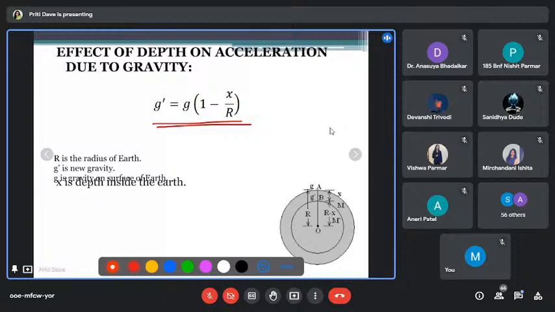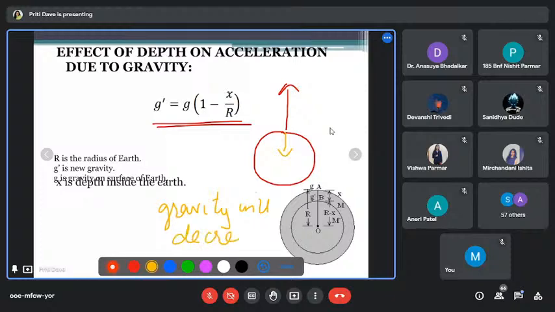All right, as we go below the surface of the earth. Again, as you can see here, if I consider this to be the surface of the earth, whether I go above or whether I go below, below means towards the center of the earth, in both the cases, gravity will decrease. And please remember that whether you go below the surface of the earth or above the surface of the earth, in both cases, the gravity will reduce, so maximum is at the surface. Gravity is maximum.